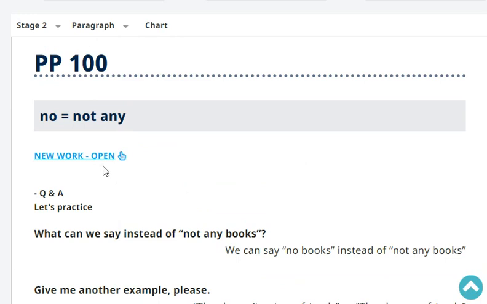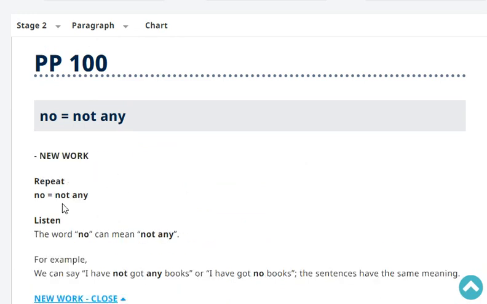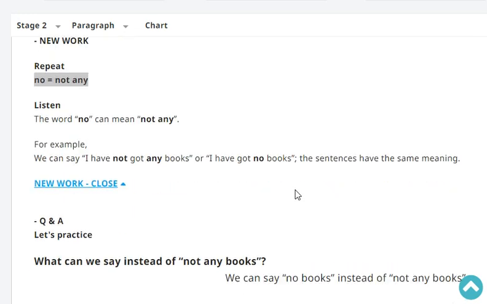Okay, next repeat: not any. Very good. Okay, one more. No, not any. Very good. Okay, listen. The word no can also mean not any. For example, we can say I have not got any books, or we can say I have got no books. The sentences have the same meaning.